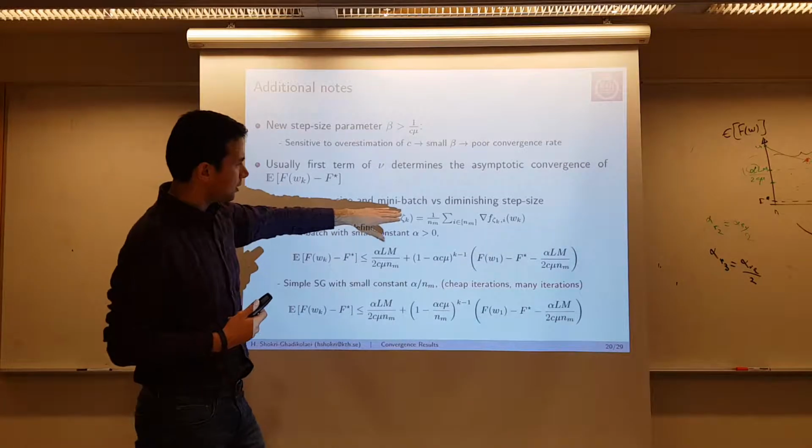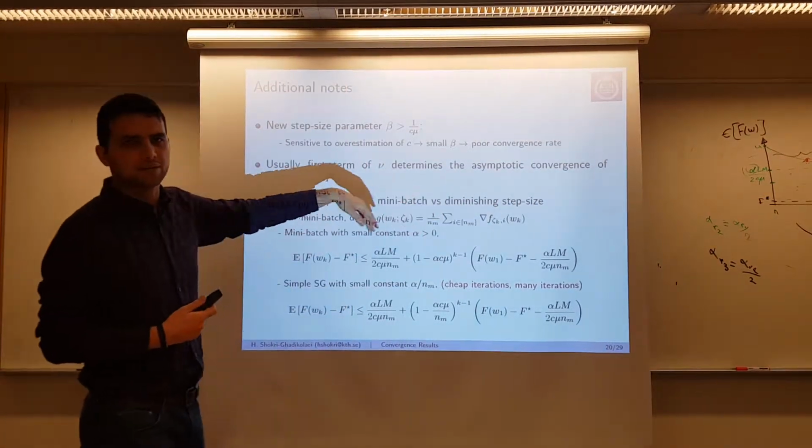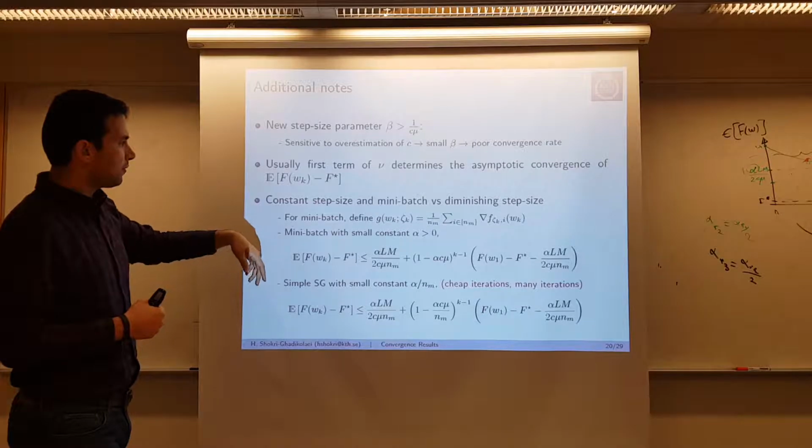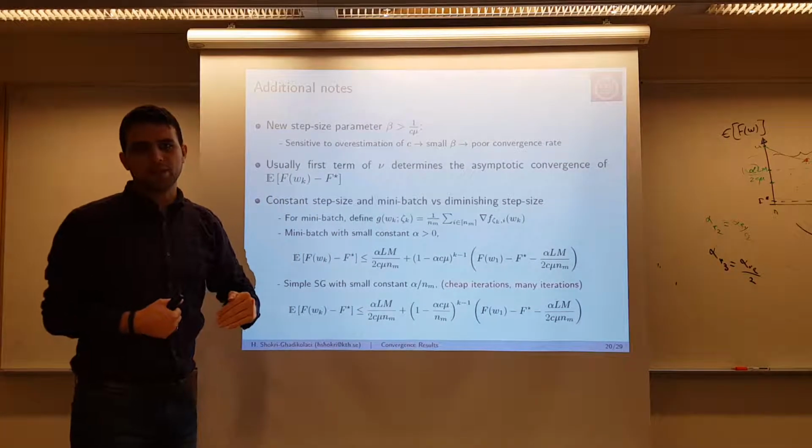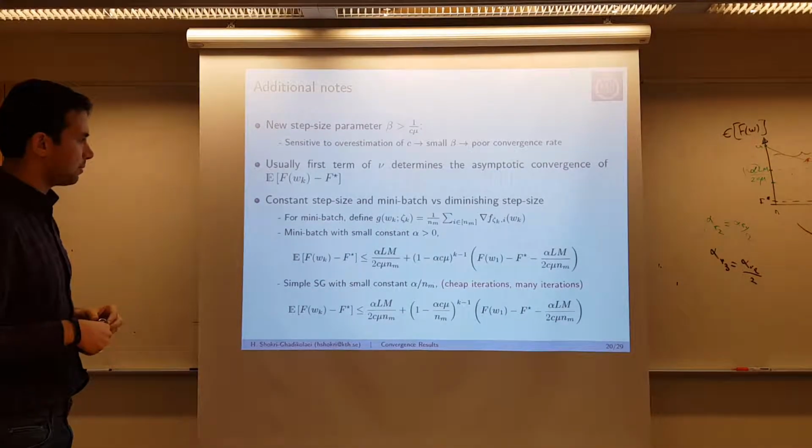Okay, this is wrong. It's not diminishing the step size here at all. So this is a comparison between constant step size stochastic gradient and mini batch stochastic gradient. Everything is constant step size here.